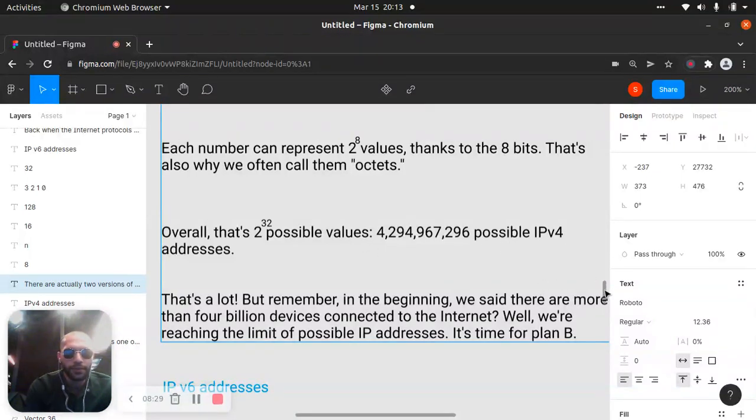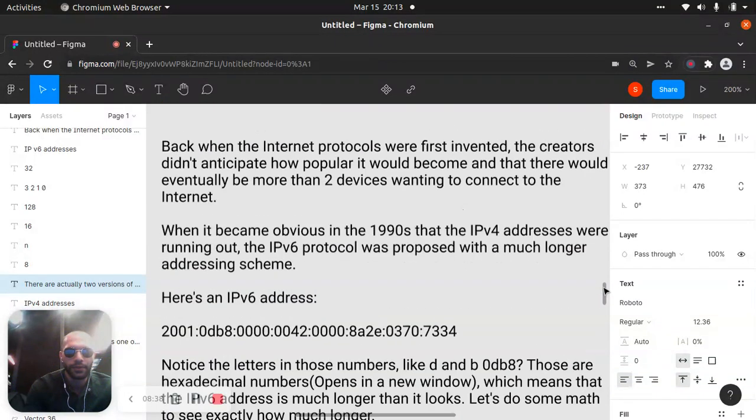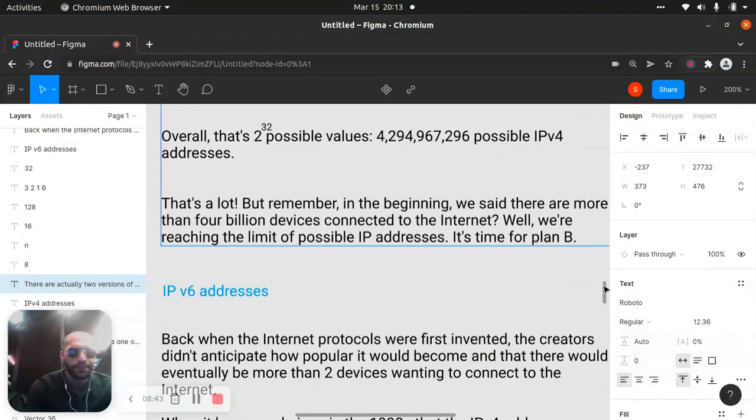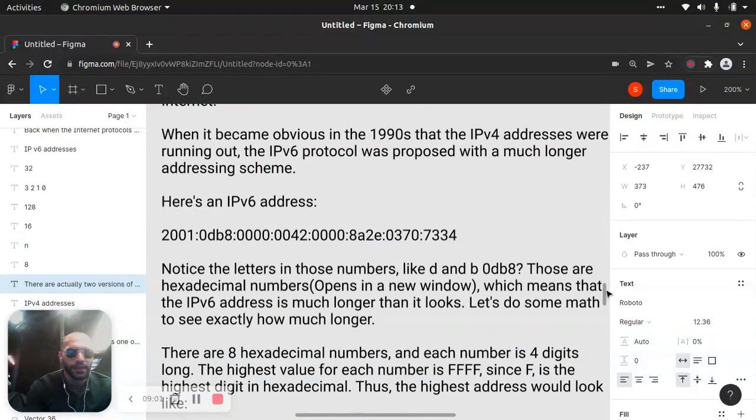Well, in the world there are many more people living, around 8 billion, so we need an alternative like IPv6. That's a lot, but remember, in the beginning we said there are more than 4 billion devices connected to the internet. We are reaching the limit of possible IP addresses. Time for Plan B. Now we will look at IPv6 addresses.